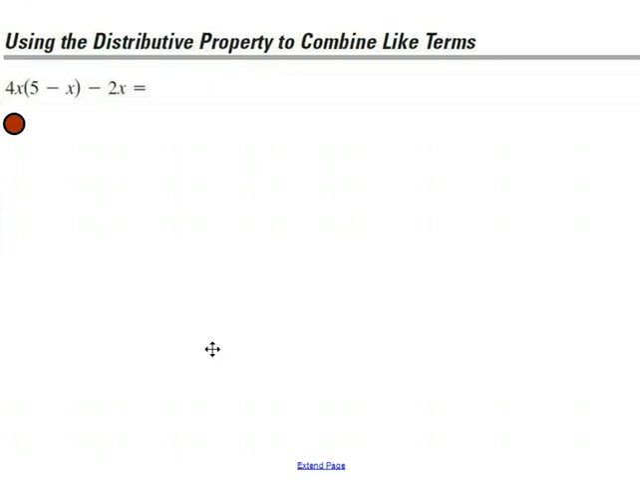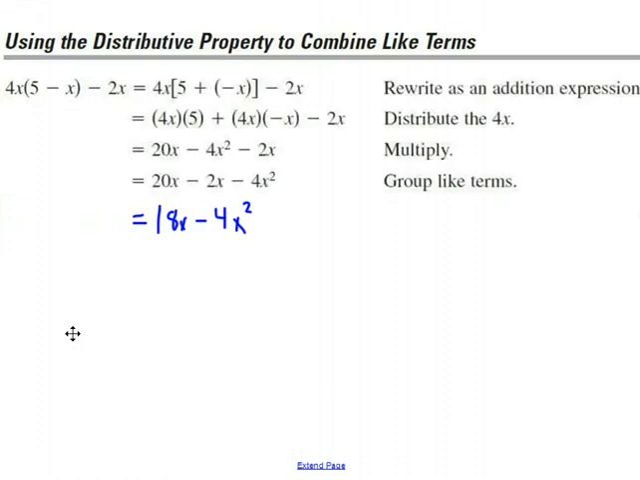Okay, I'm going to assume that you've done that. I'm going to assume that you've distributed the 4x to both pieces inside the parens, and you've combined everything together, including the negative 2x. If you've done all of that, you should finish off with the answer 18x minus 4x squared. And if you don't see that, here are the steps to get there.